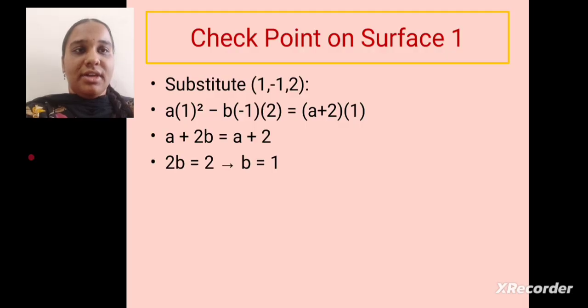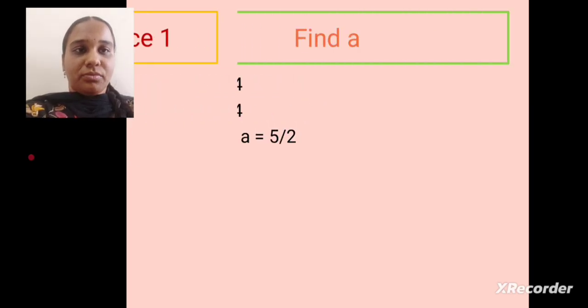Then the check point on surface 1, we're gonna substitute 1, minus 1 and 2 in the equation, that a times 1 square minus b into minus 1 into 2 is equal to a plus 2 into 1, then a plus 2b is equal to a plus 2, then 2b is equal to 2, then b is gonna be 1.